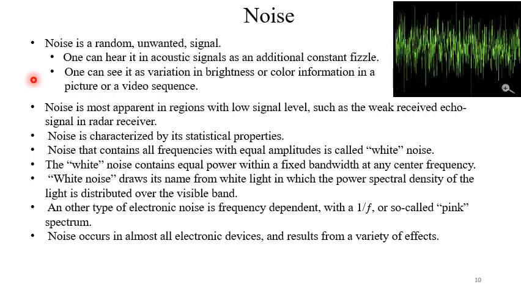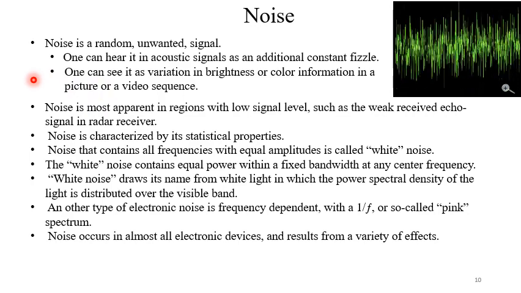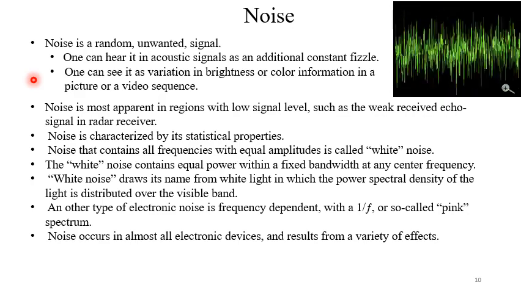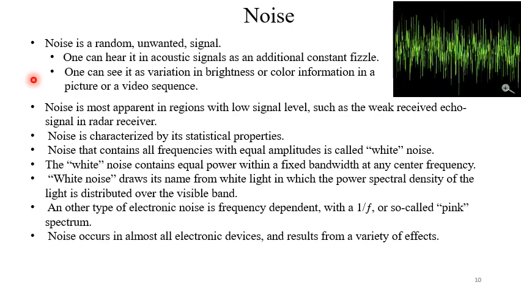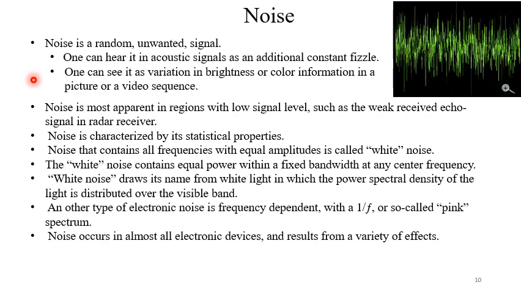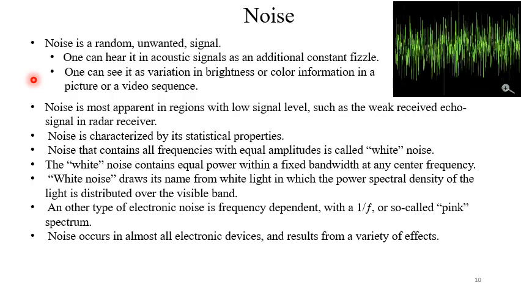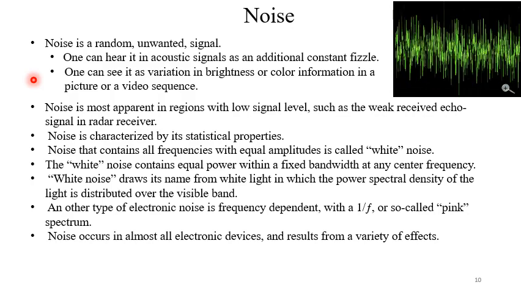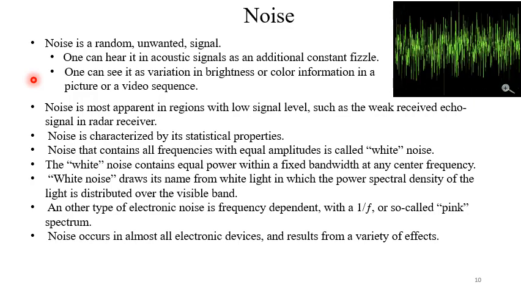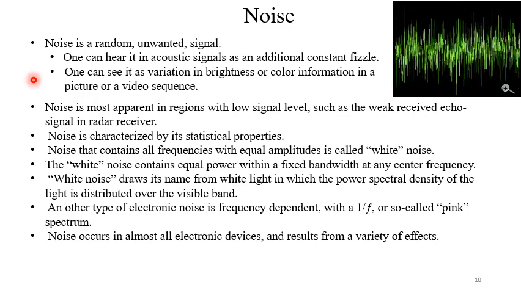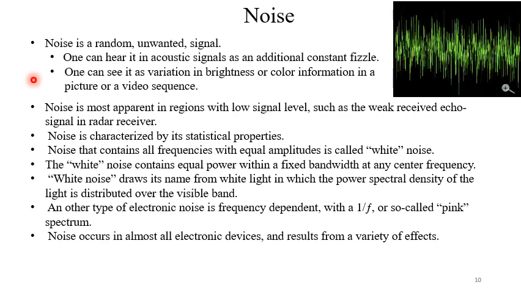The noise is most apparent in regions with low signal levels, such as a weak received echo signal in a radar receiver. Noise is characterized by its statistical properties. Noise that contains all frequencies with equal amplitude is called white noise. The white noise contains equal power within a fixed bandwidth at any center frequency.